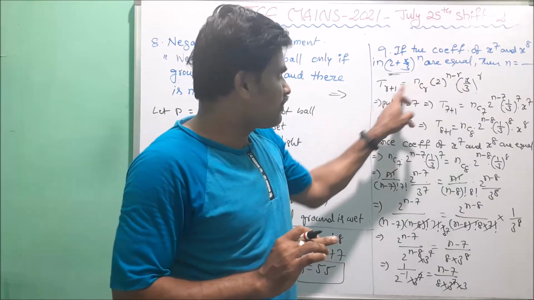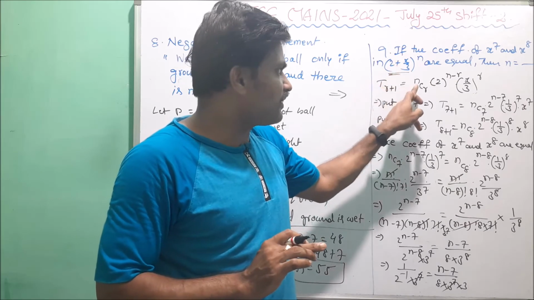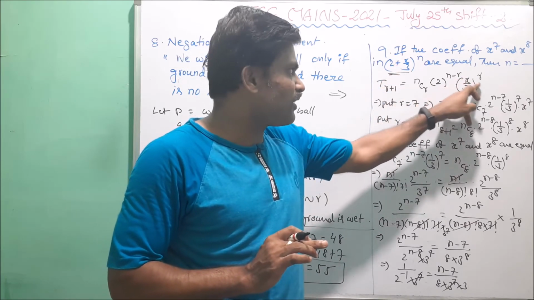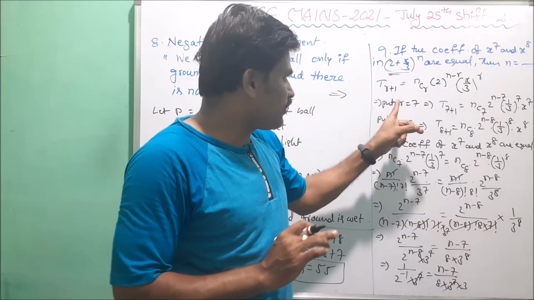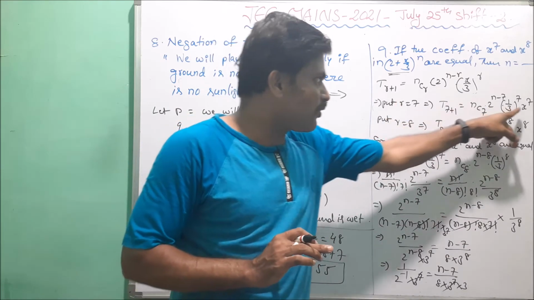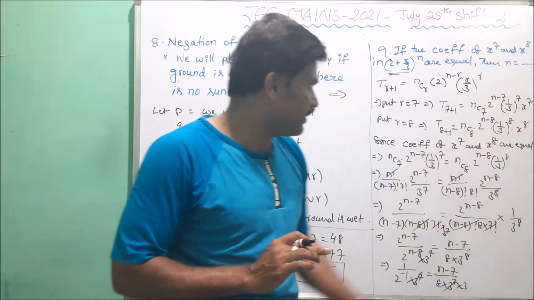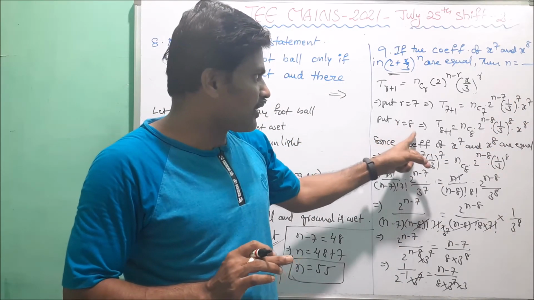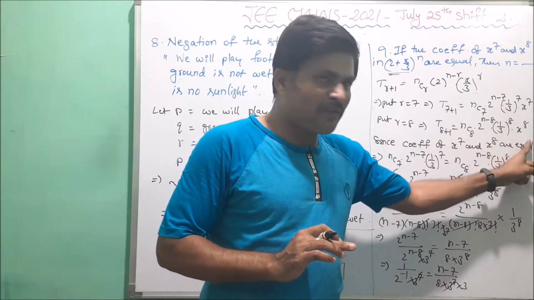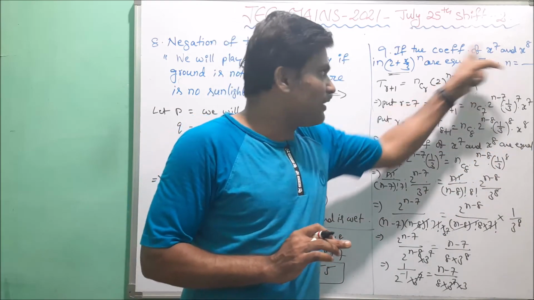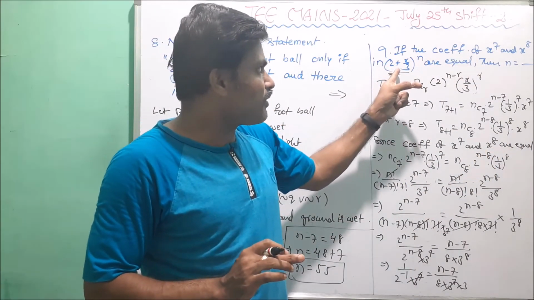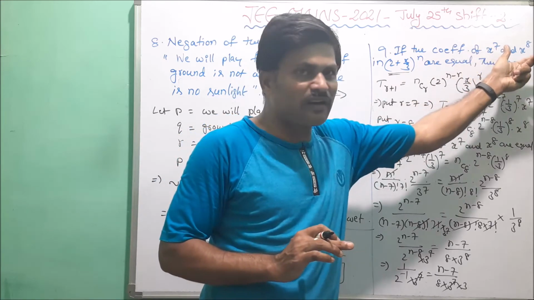So here we take the general term in the binomial expansion, that is nCr into 2 power n minus r into x by 3 whole power r. In that we write r equal to 7, then we get the coefficient of x power 7, that is nC7 2 power n minus 7 into 1 by 3 power 7. Similarly, we take r equal to 8, then we get the coefficient of x power 8. These are equal already in the given problem. The condition is coefficients are equal.